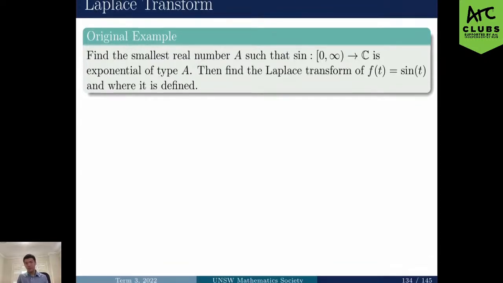All right, an example with exponential of type A functions and Laplace transforms. Find the smallest real number a such that sine, from 0 to infinity to the complex plane, is exponential of type a. Just be warned that sine is not going to be defined on the entire complex plane, because when we're doing Laplace transforms in this course at least, the domain is just going to be 0 to infinity.